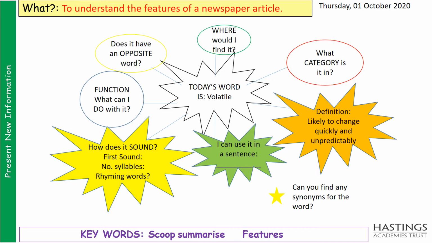So today's word of the day is volatile. The definition of volatile is something that's likely to change quickly and unpredictably. And sometimes that can mean in a bad way. So it can be maybe someone who gets angry really quickly out of the blue. Or perhaps a volcano might be volatile in that it can explode at any time. So pause the video and complete your word of the day mind map.